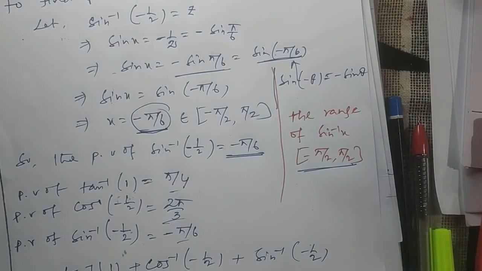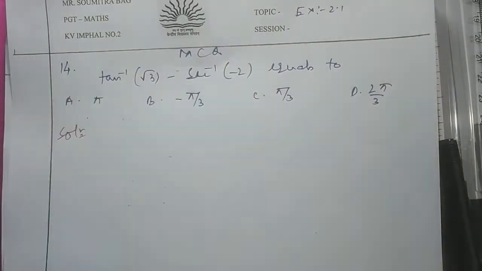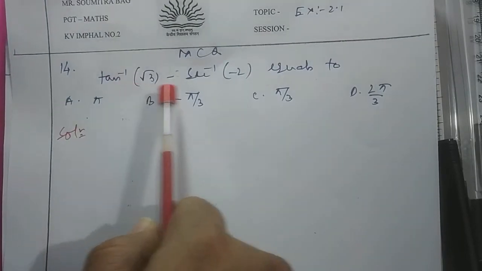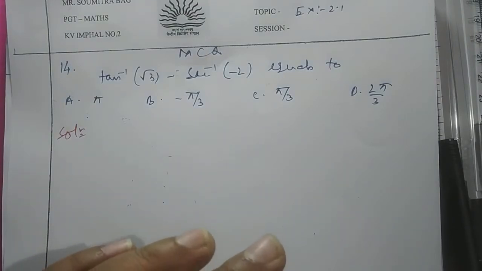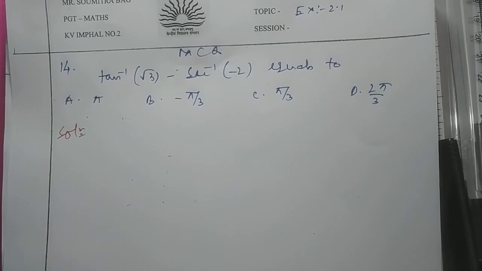Understood or not? Now let us come to the last question of the exercise, that is 14. It is a MCQ question, correct? Here we have to find out the value of tan inverse root 3 minus sec inverse minus 2. That means here we have to find the PV of the two given ITFs individually. Then we shall be doing minus, correct? Now let us find them one by one.